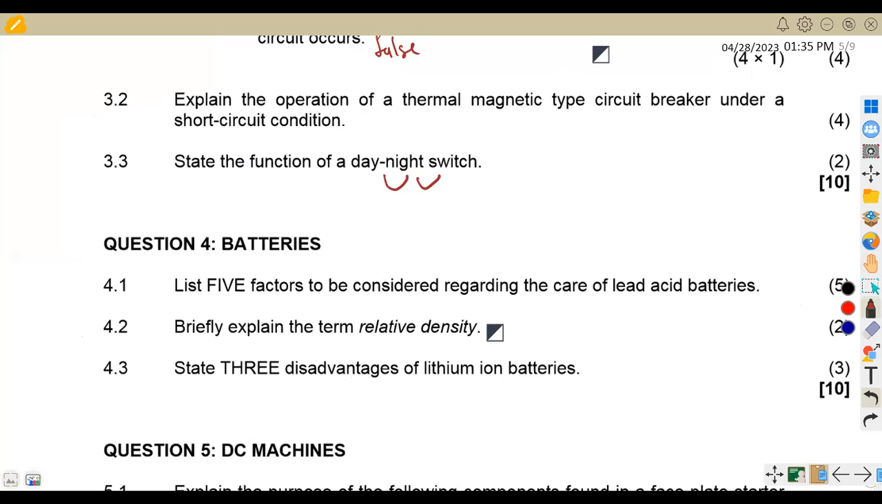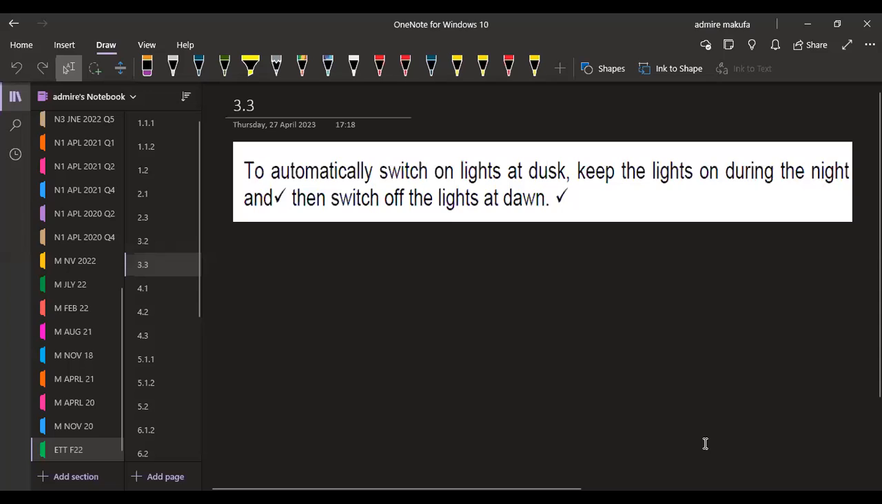Sometimes we can even take from the previous one that we talked about, that it can be used to automatically switch on lights, and that is to keep lights on during the night, and then switch them off at dawn. During the day when we are having the light, it goes off. Then at night, when there is no light, it senses that there is no light, then it goes on. So that is the operation that is simply happening in this case.